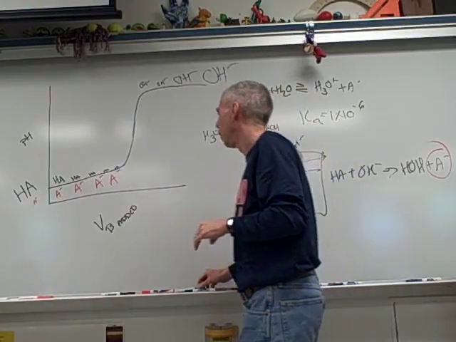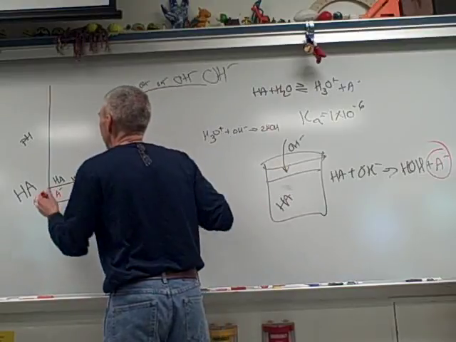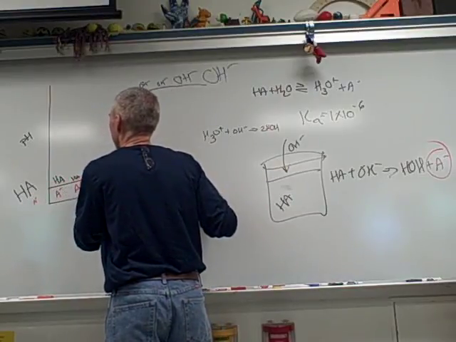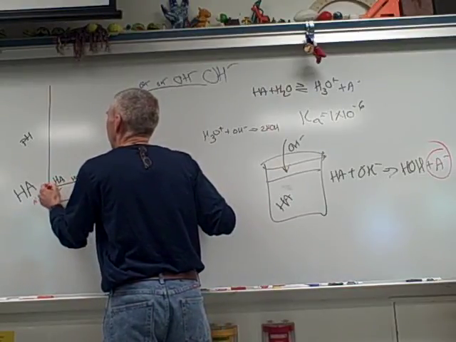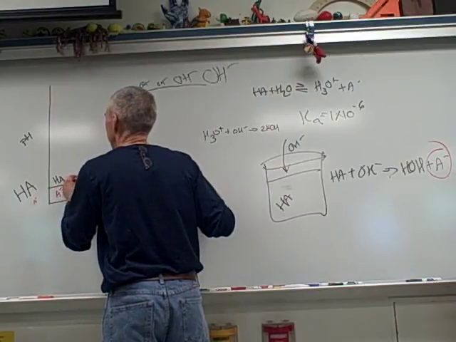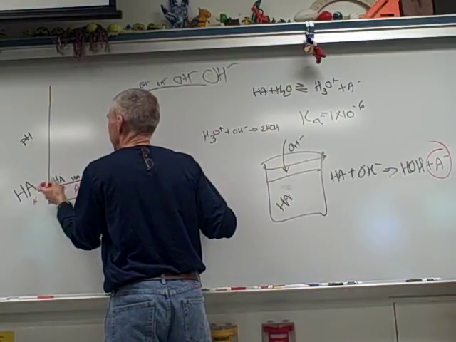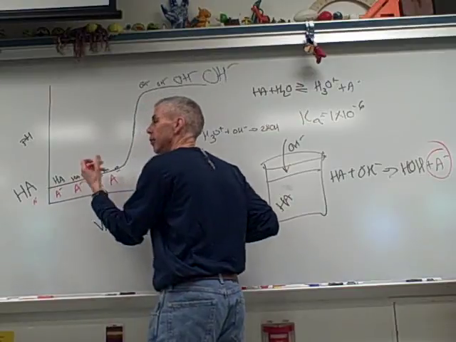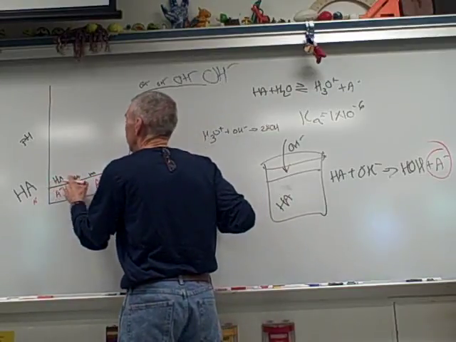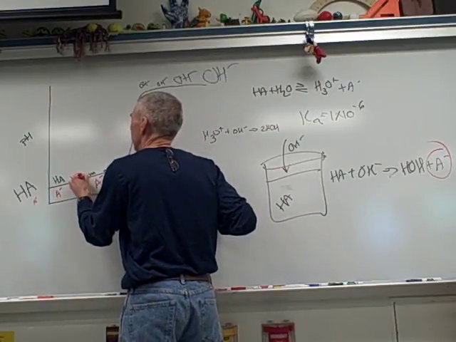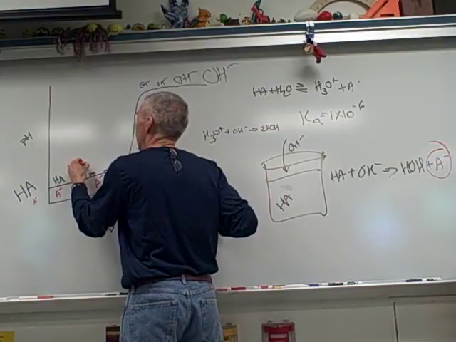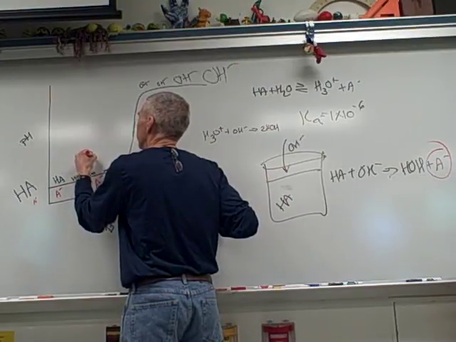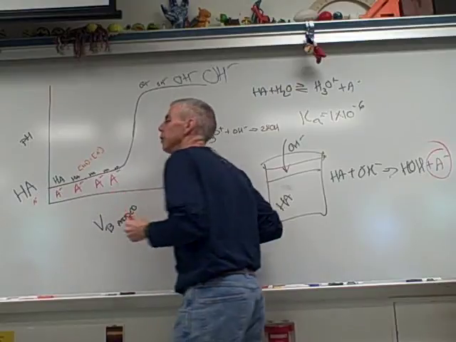We'll talk about that. Now, as you're coming across here, what's happening to the amount of HA? It's decreasing. What's happening to the amount of A-? It's increasing. There's a point here where the concentration of HA equals the concentration of A-.